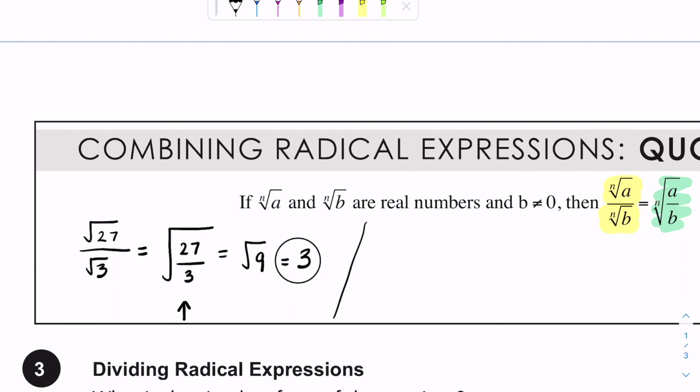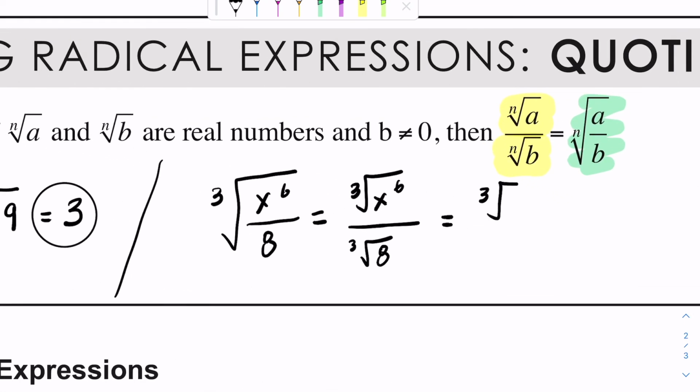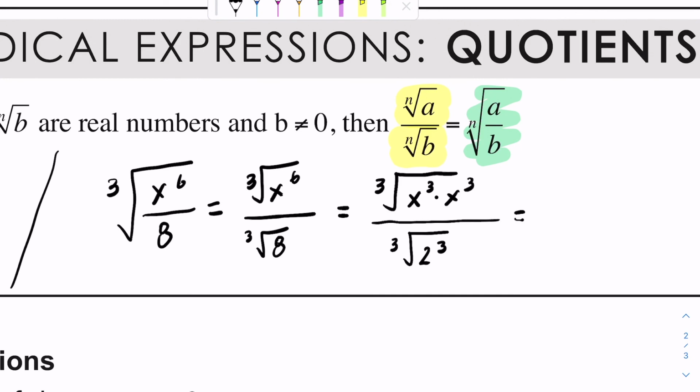Now, on the other hand, we have the cube root of x to the 6th divided by 8. Now, x to the 6th does not divide into 8. We cannot simplify this in any way, so this at that point is all we can do. But if we break this apart to two separate radicals, the cube root of x to the 6th divided by the cube root of 8, in the numerator, the cube root of x to the 6th is the same thing as x cubed times x cubed, and in the denominator, the cube root of 8 is 2 cubed. This simplifies to x squared in the numerator divided by 2 in the denominator.